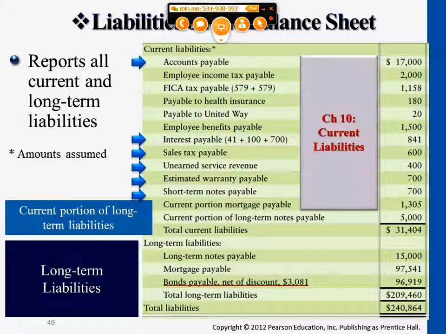But either way, carrying amount would always be shown. Okay, so it's not just the face value of the bond, it's also the discount portion, where the premium portion is always stated at the same time in balance sheet.